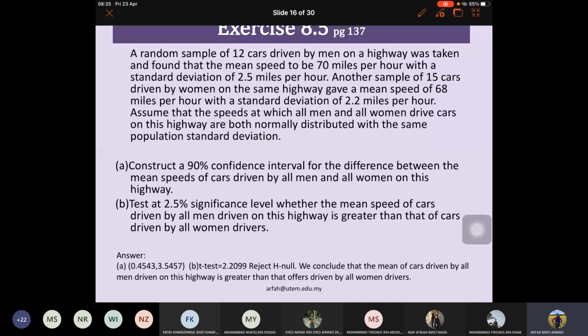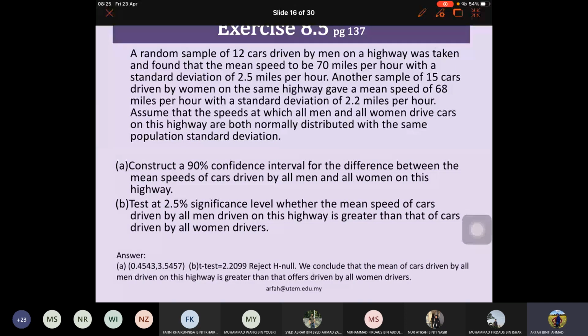Okay, so they ran the experiment on a highway where a sample of 12 men drivers is taken and also a sample of 15 cars driven by women is taken. So from there, they calculate the mean and also the standard deviation. Then soalan dia cakap construct a 90% confidence interval for the difference between the mean speed of cars and then test at 2.5 level of significance whether the mean speed of cars driven by all men on this highway is greater than the one driven by all women.